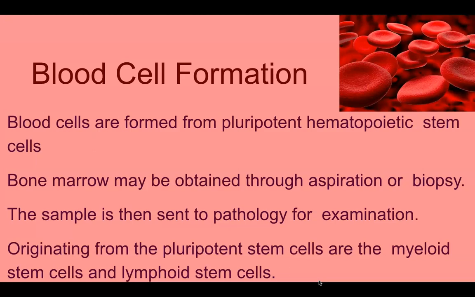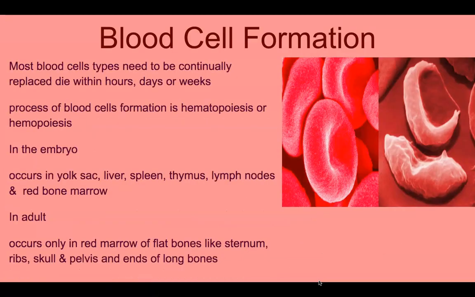Blood cells are formed from pluripotent hemopoietic stem cells. Pluripotent means they are self-dividing and have the ability to form the blood cells. These pluripotent stem cells come from the bone marrow, which is obtained through aspiration or by biopsy. The sample is then sent to pathology for examination, and the pluripotent stem cells form myeloid stem cells and lymphoid stem cells.